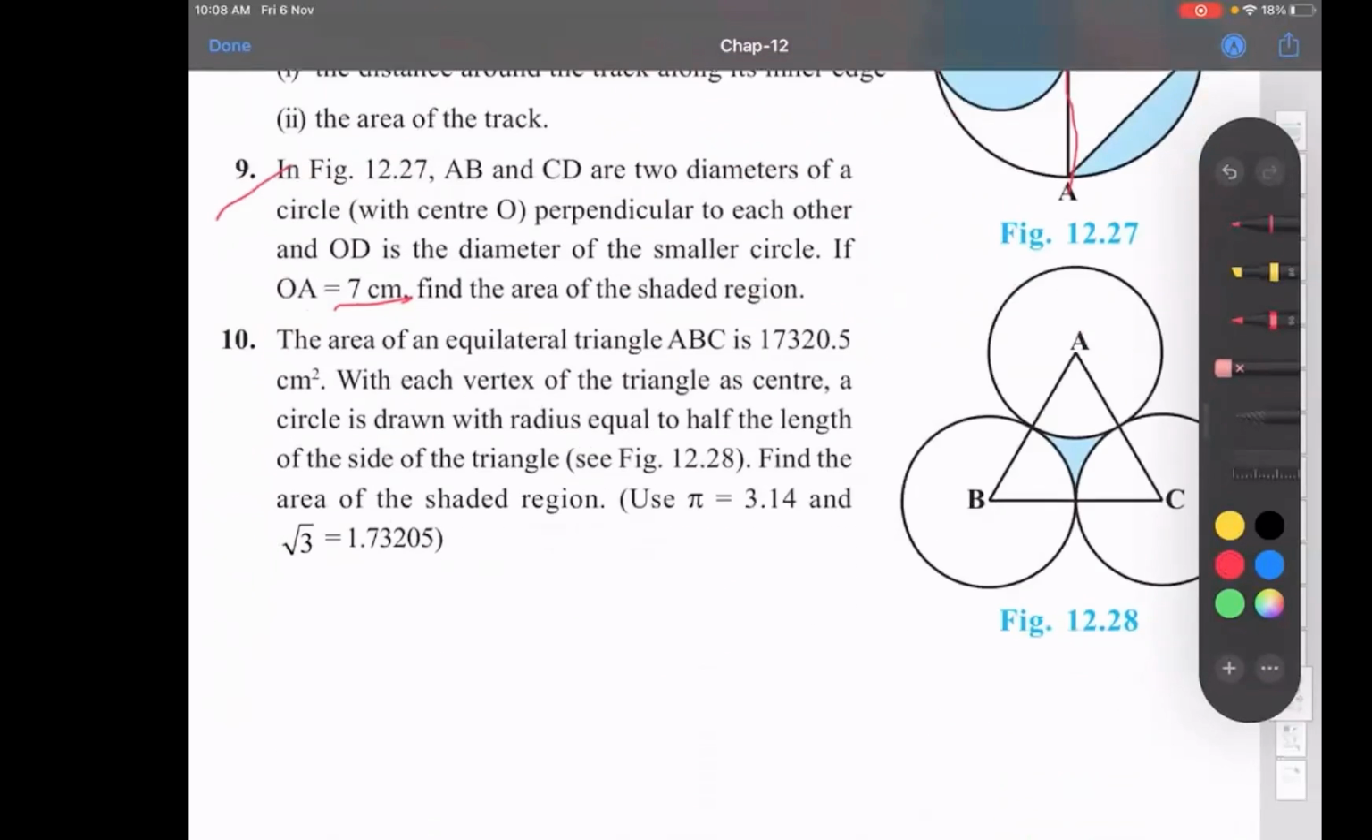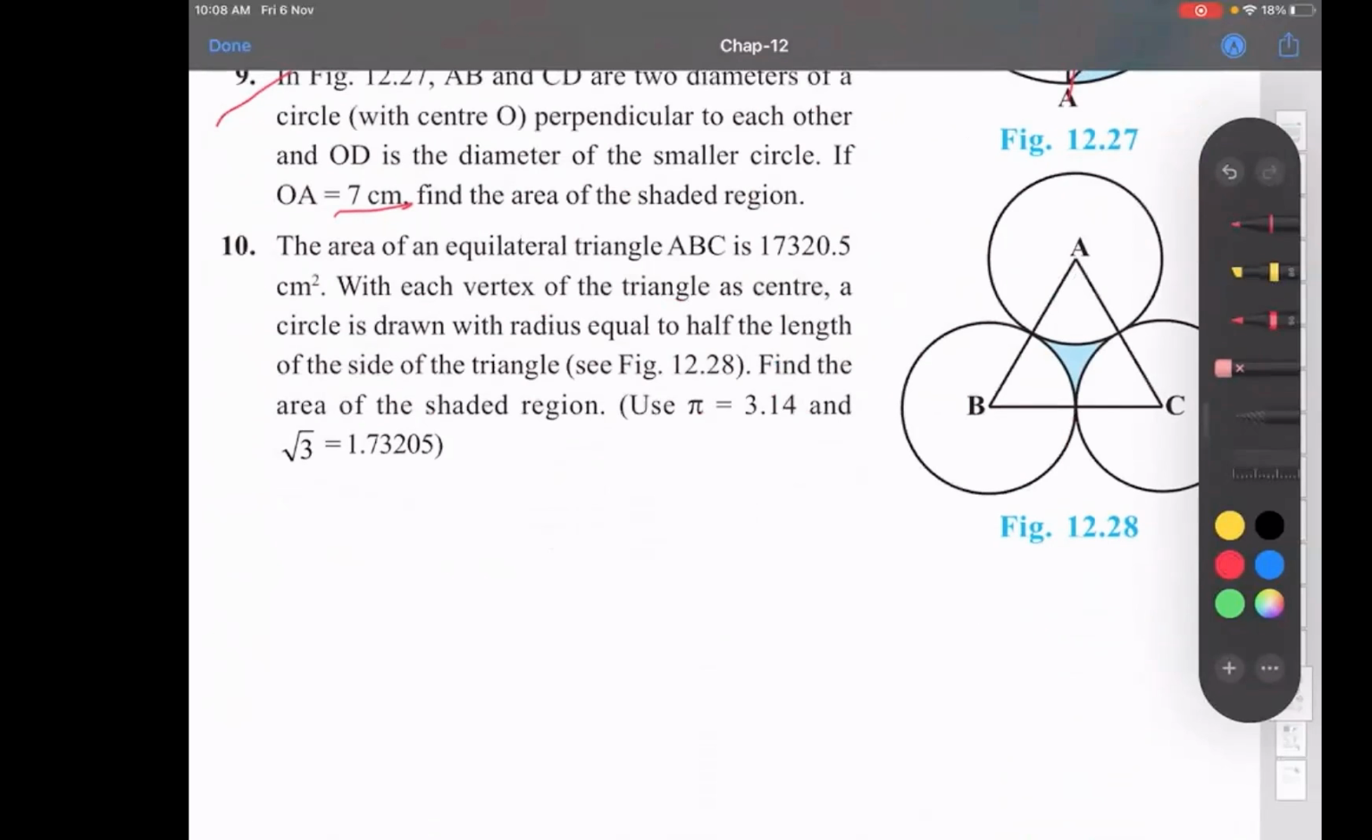Coming to question number 10. This is a very simple question. The area of equilateral triangle ABC is given to us. With each vertex of the triangle as a center, a circle is drawn with radius equal to half the length of the side of the triangle. This half length is the radius. Find the area of the shaded region.